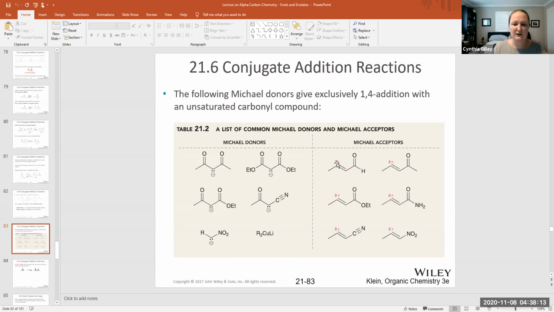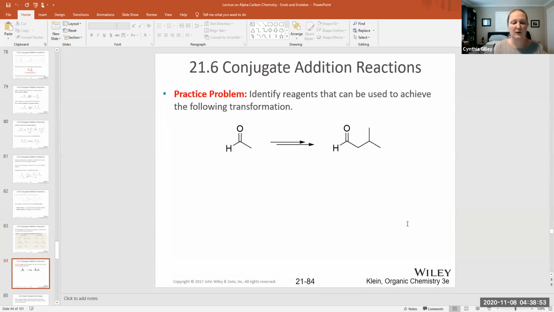Notice that Michael acceptors are alpha beta unsaturated carbonyl containing components most of the time. A couple of exceptions here, but the very similar nitrile group, right? There's actually 2 pi bonds between the carbon and nitrogen, but one of them is in conjugation with this pi bond and can substitute for a carbonyl. And then also there's a nitrogen oxygen double bond that can substitute for a carbonyl. So these are all good Michael acceptors. And they will react together to do conjugate addition or 1,4 addition.